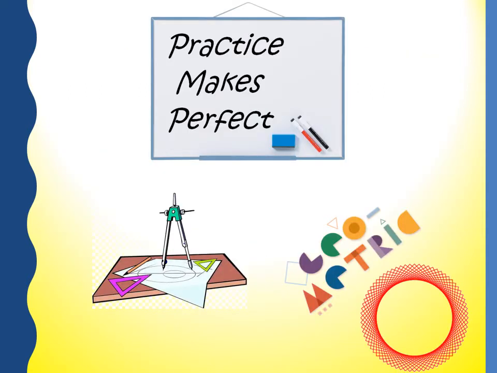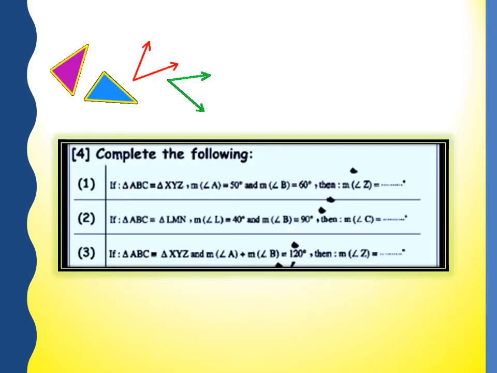Now let's have some exercises. Complete the following. If triangle ABC is congruent to the triangle XYZ, measure of angle A is 50 and measure of angle B is 60. I need to find the measure of angle C. Because these two triangles are congruent, that means the angle which is corresponding to angle Z is C. Measure of angle C, I can find it by subtracting measure of angle A plus B from 180, which equals 180 minus (50 plus 60), which is 70 degrees.